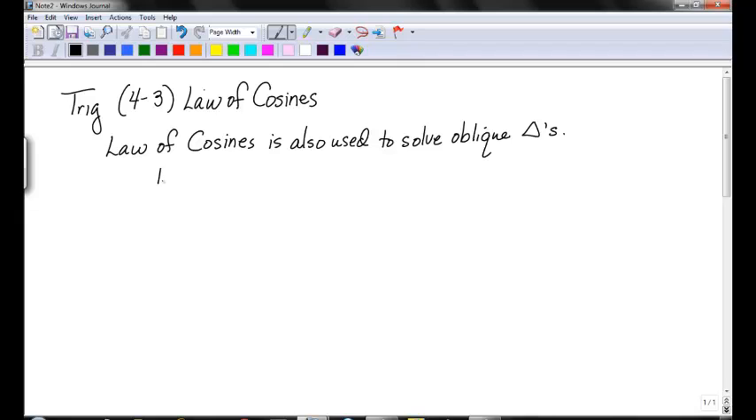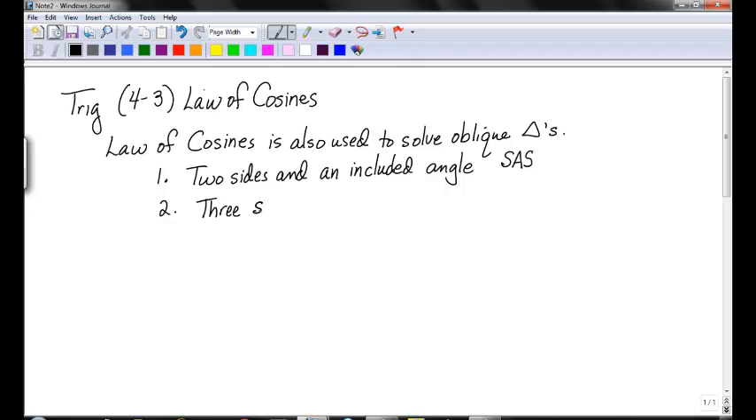There are basically two times you're going to use law of cosines. One is if you're given two sides and an included angle. In geometry we call that side angle side. Or if you're given three sides, then you can solve for all the missing angles. That would be side, side, side in geometry.